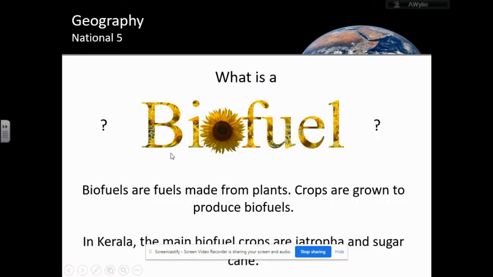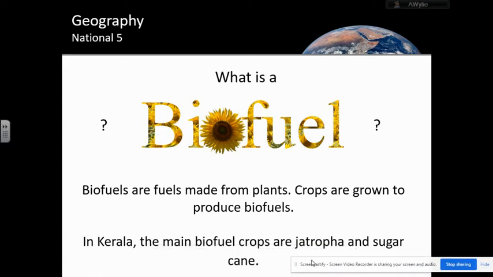So what sort of biofuels are we talking about? Well, in India, the two main crops are jatropha and sugarcane. And both are grown because they can then be used to convert into an energy source. So now let's look at the second part of thinking about biofuels, which is not just describing what they are, but explaining issues that relate to them.